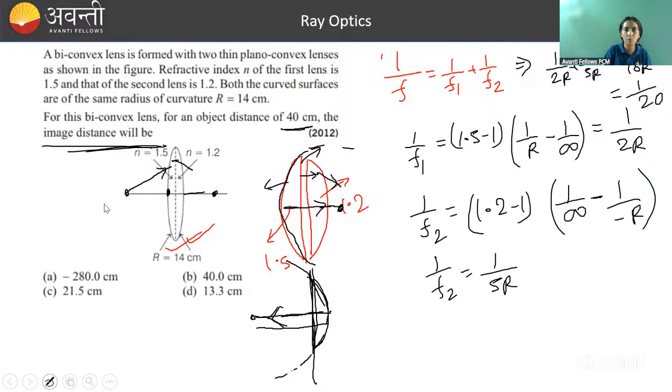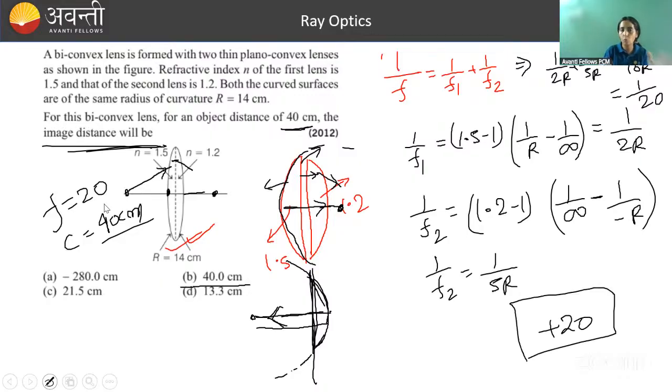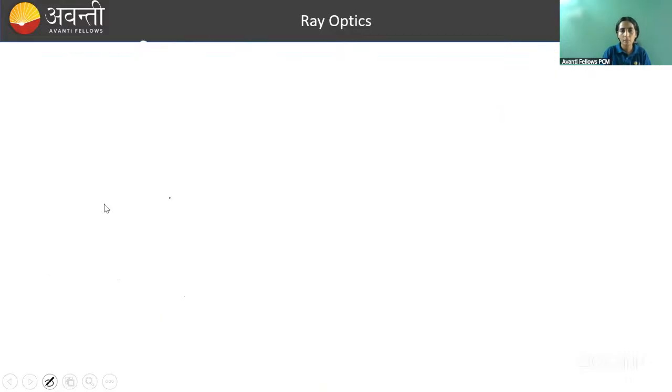We don't need to put in the formula because focal length is 20. Then center of curvature will be at a distance of 40 centimeter. Object is kept at the center of curvature. Image will also get formed at the center of curvature on the other side. So this is 40 centimeter. Because net focal length we are getting plus 20. It means this whole combination is acting as a converging lens, that is convex lens. ठीक है. So for convex lens, if object is kept at center of curvature, image will get formed on the other side of the lens at center of curvature, and that is why answer will be what? 40 centimeter. ठीक है. So that is the thing.